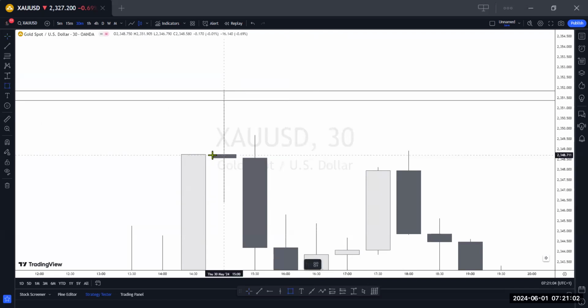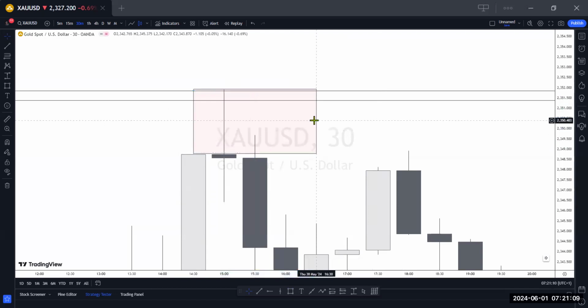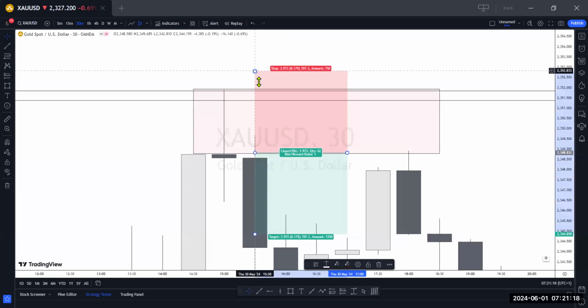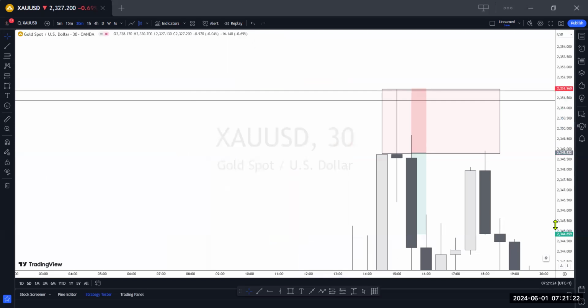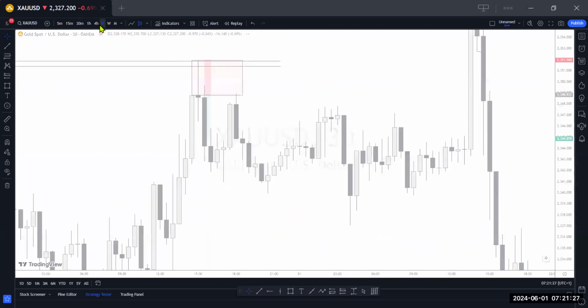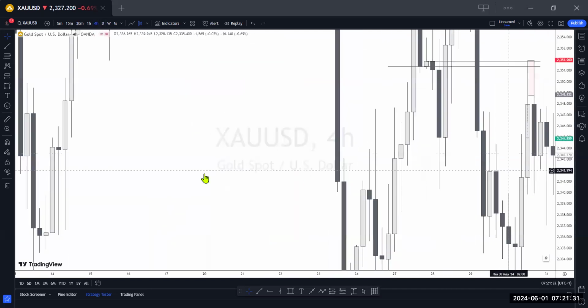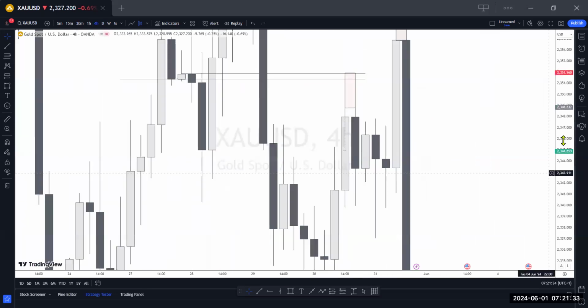So where's your entry? Simply this is your entry. You can decide to extend it, and price came back, depending on what you want. But this is your entry first. Entry, your stop above that level, and then you sell to the next H4 level. So where's the next H4 level? Go back to H4 to see it.